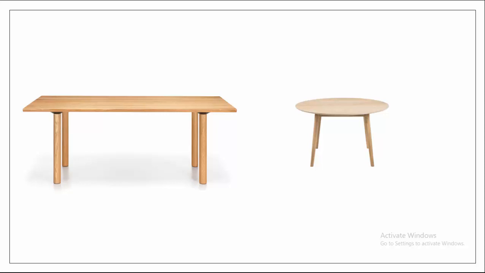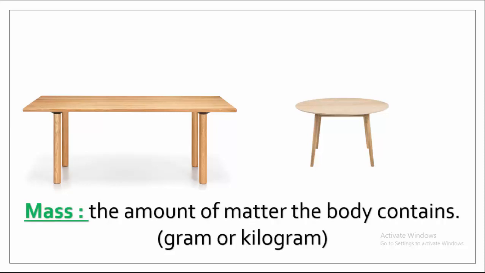This is exactly what's meant in science by mass. So instead of saying the large table contains much more amount of wood, I can say simply the large table has more mass. Mass. So once I say mass, you understand that the amount of wood of the large table is more. Let's read the definition of mass. Mass is the amount of matter.